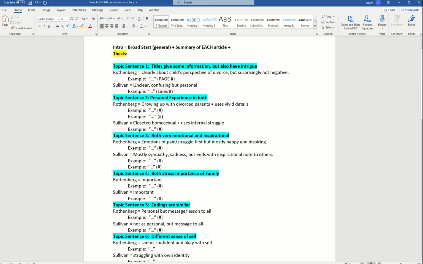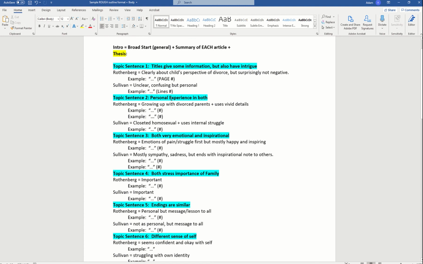Sullivan, his title is unclear and it's confusing, but it's personal. And then I'm going to give his title. And then after that, I'm going to explain and analyze why I think this about the title, how the titles do what I say they do here and here. That's going to probably be kind of tough. I don't have a lot to write about for titles, but it's one idea I had.